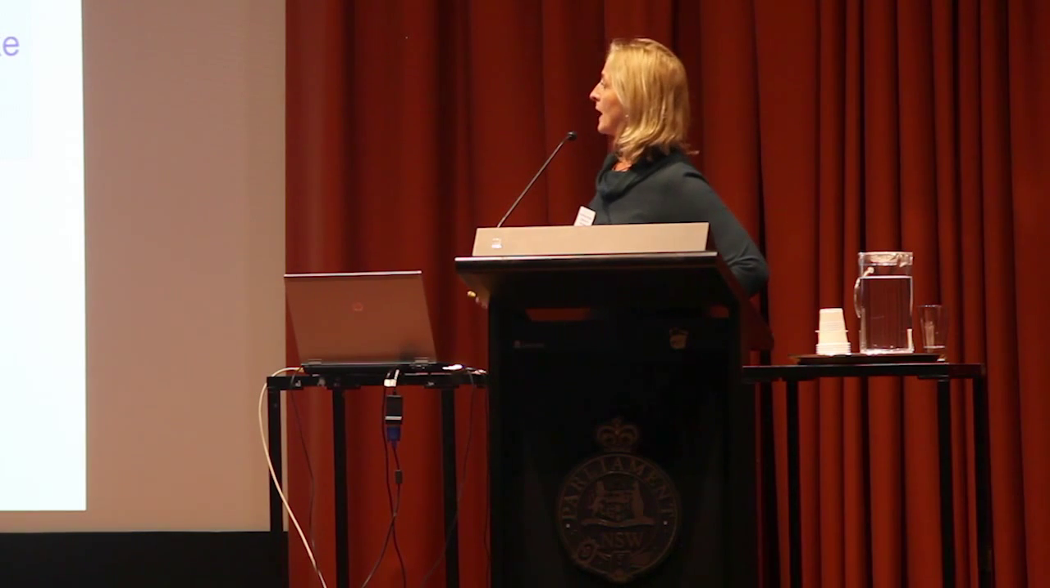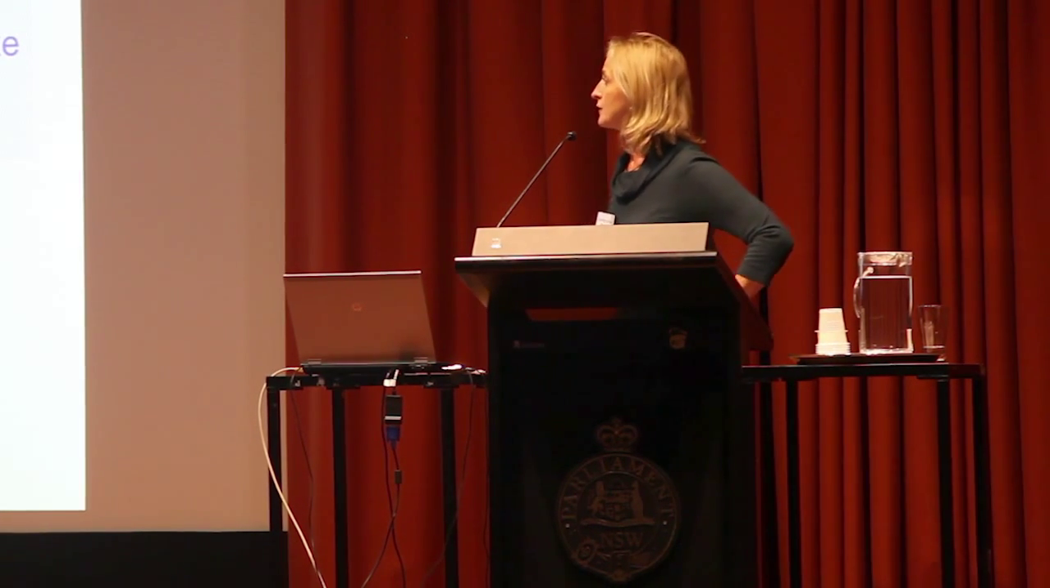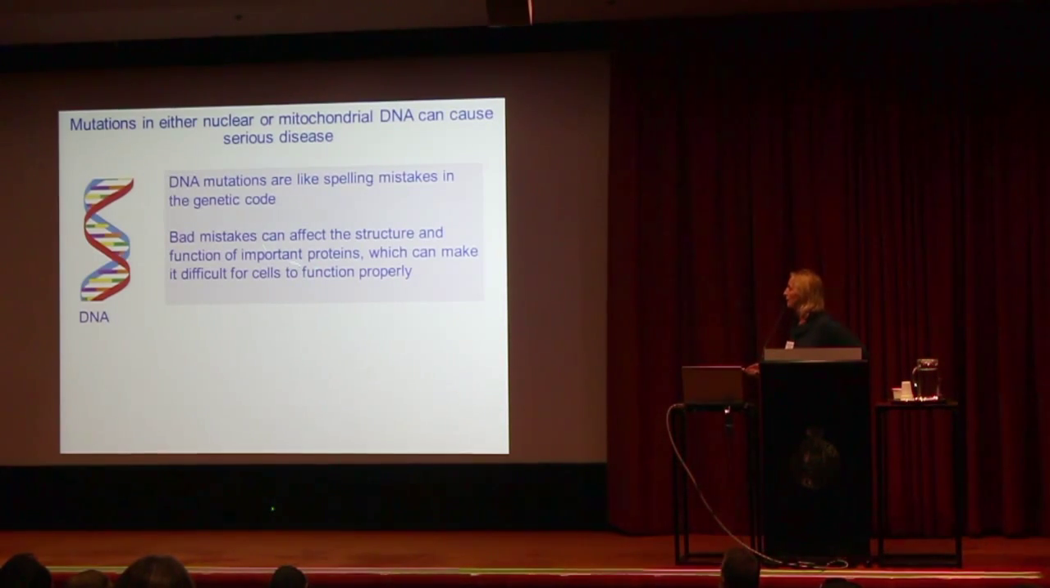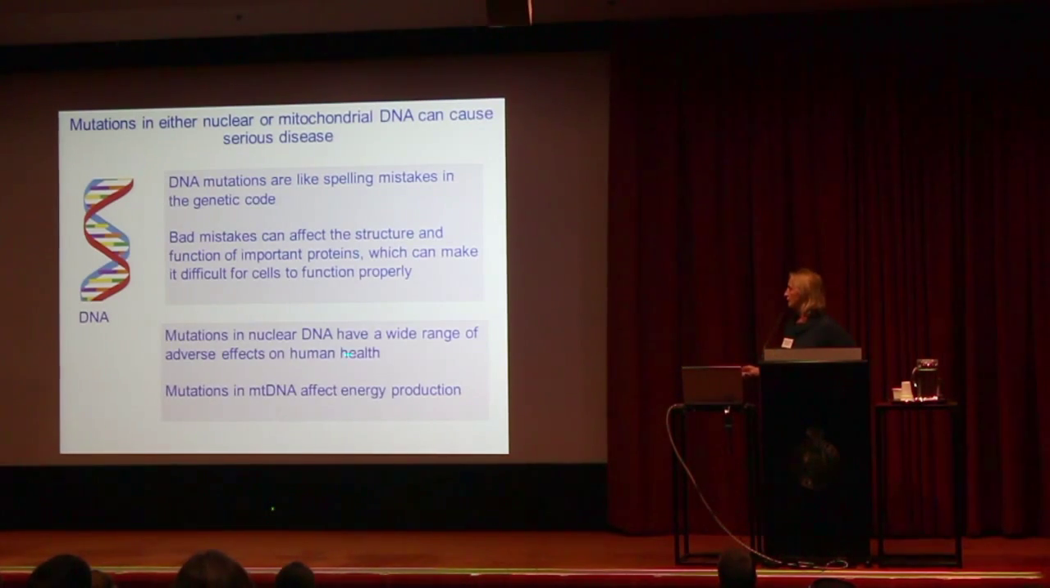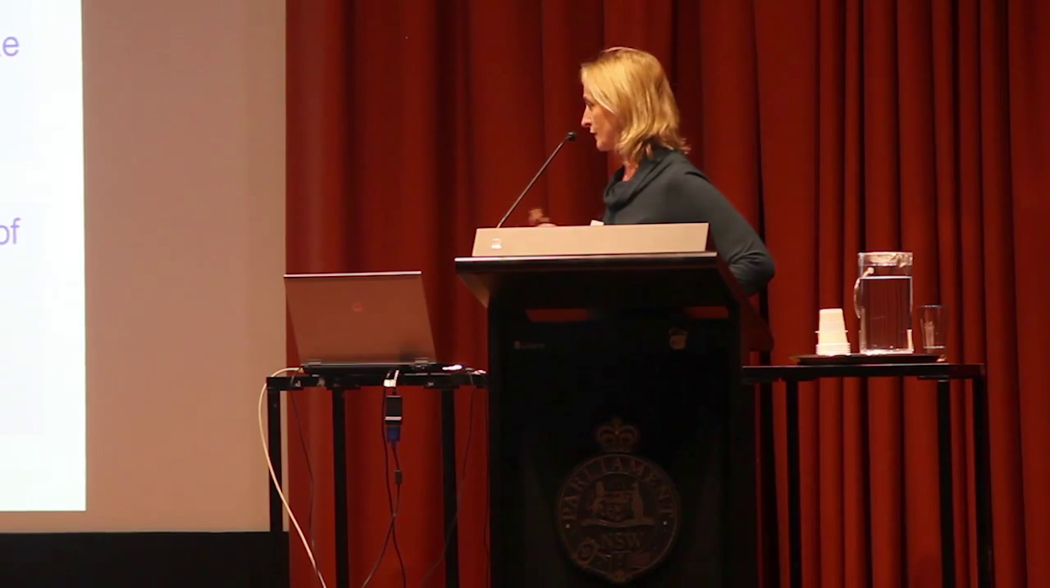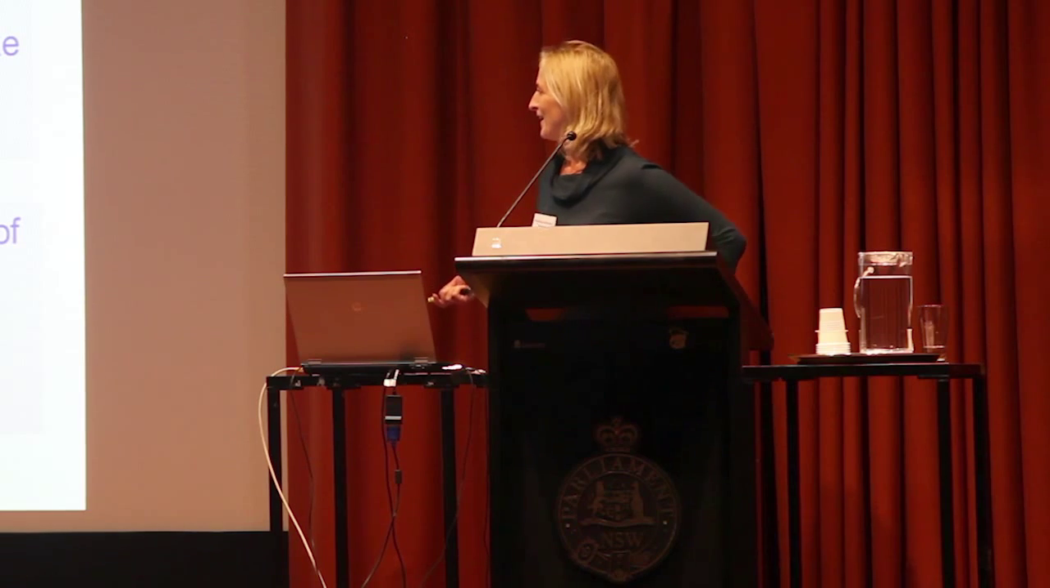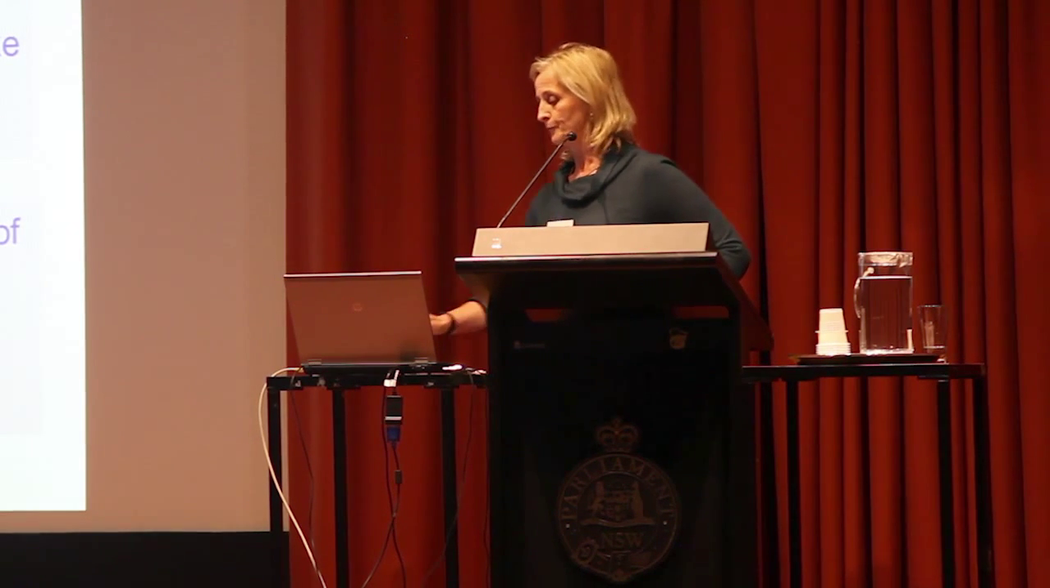So what happens then if we inherit mutations? We can inherit mutations in the nuclear genome or in the mitochondrial genome. And DNA mutations are like spelling mistakes in the genetic code, and if that spelling mistake is bad enough, it will affect the structure of proteins that they encode, and that can make it difficult for the cells to function and can result in serious disease. So mutations in the nuclear DNA have a wide range of adverse effects on human health and generally manifest as developmental defects. And mutations in the mitochondrial DNA affect energy production, and as we heard in the last talk from John, this causes a wide range of devastating disease.